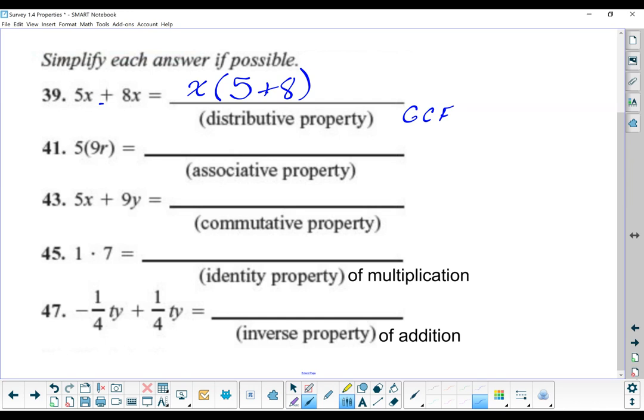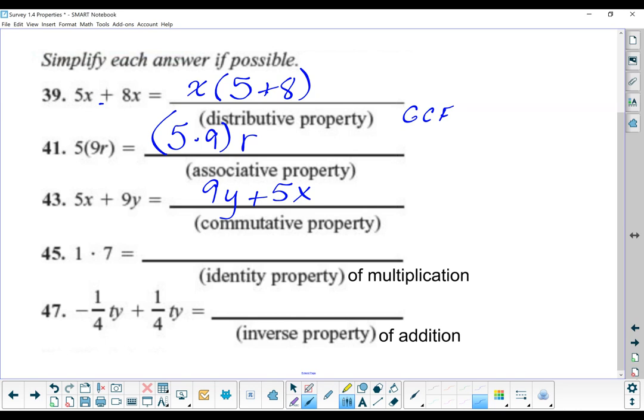The associative property means I can regroup. So I'm going to regroup the 5 times the 9. I don't want to change the order because that would be commutative property. So just change your grouping. So we're going to group the first two terms together. Commutative property is changing orders. So that would be like 9y plus 5x.